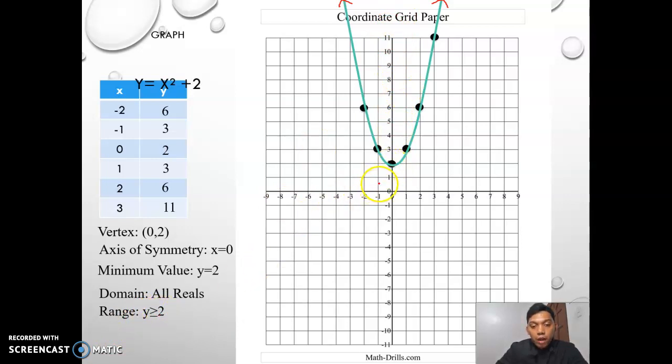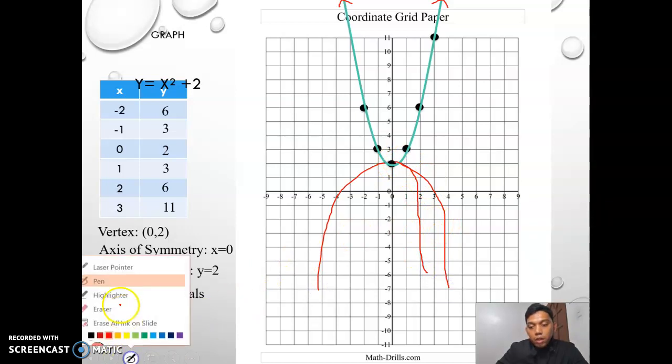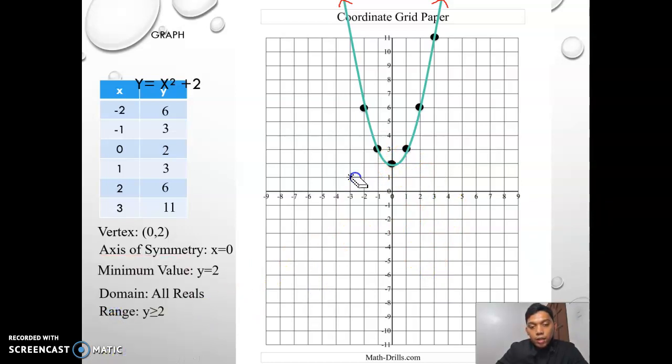But if the graph faces downwards like this, for example, meaning to say, it's less than, the range is less than or equal to 2. In this case, it's facing upwards, so it's greater than or equal to 2.